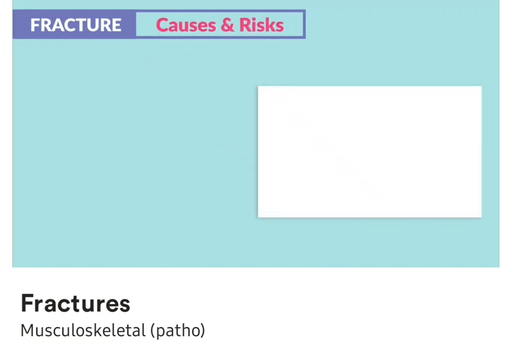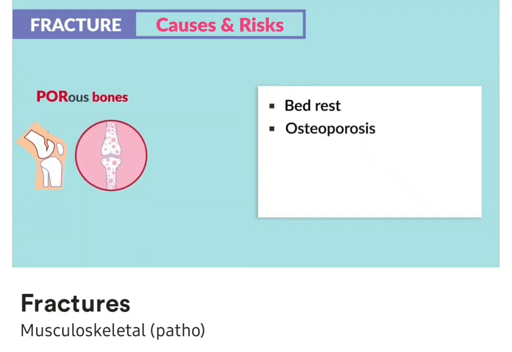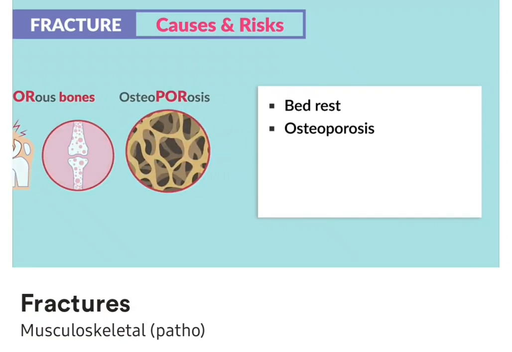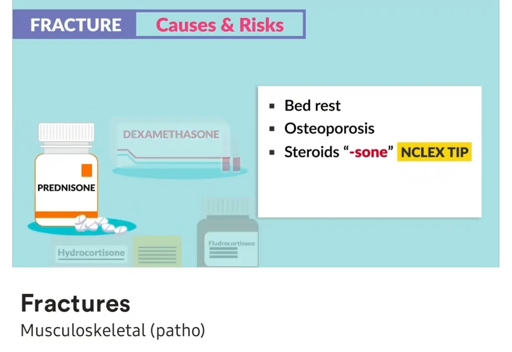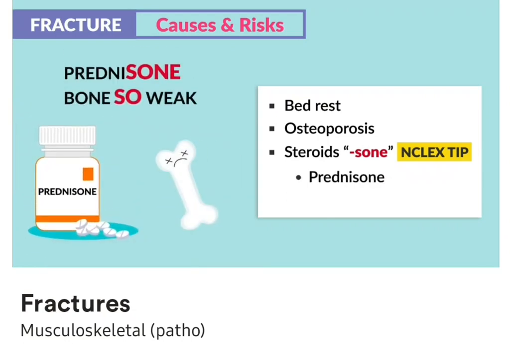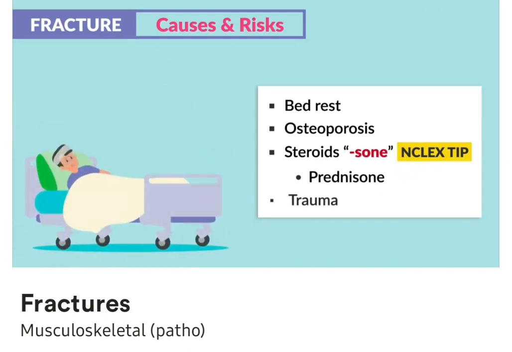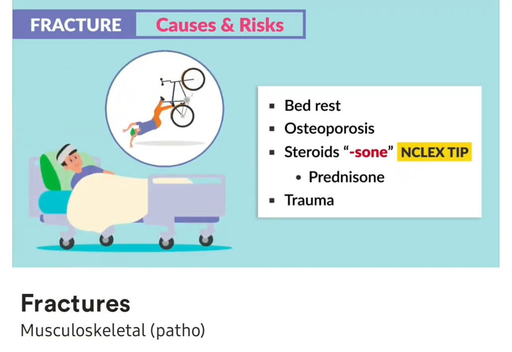Now for causes and risks of fractures, write this one down. Bed rest, as well as osteoporosis, where the bones become very weak and porous. A big one here is steroids ending in zone, huge NCLEX tip, like prednisone. Just think that the zones make the bones so weak. And lastly is a trauma like falling off a bike.